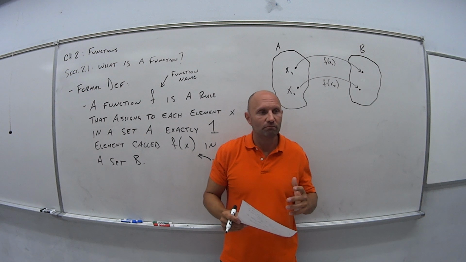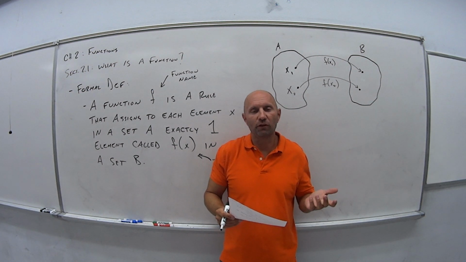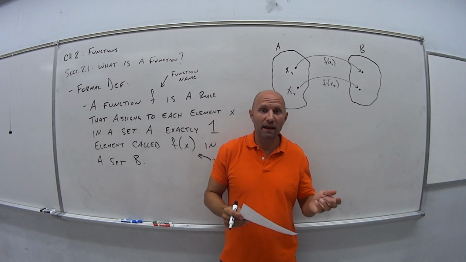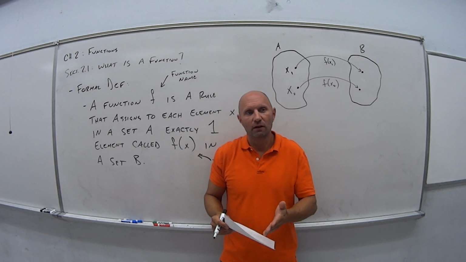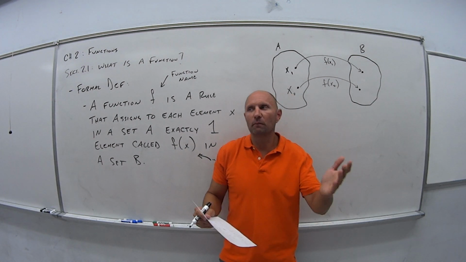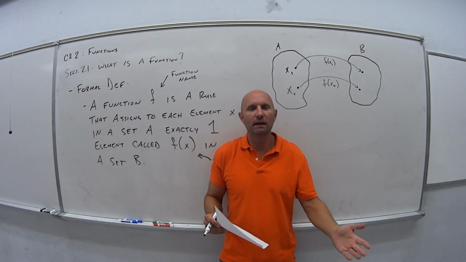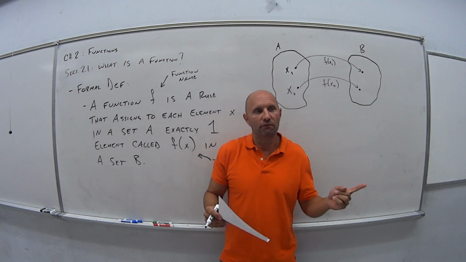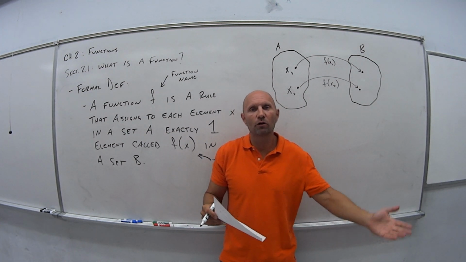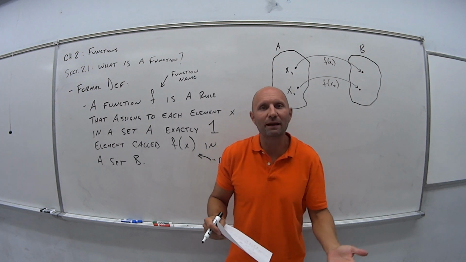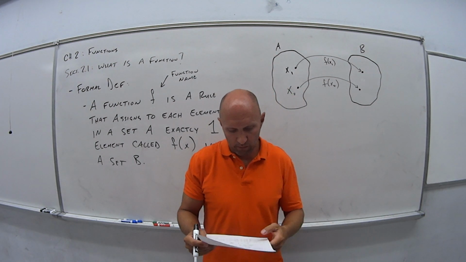So if I work, what did I say? So it was $8 an hour. If I work 10 hours, I get $80. It's not like if I work 10 hours, I might get $90 or I might get $70. No, the function is however many hours I work, multiply that by the rate, and that gives me the one value in my set B.